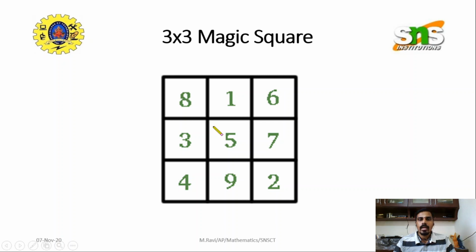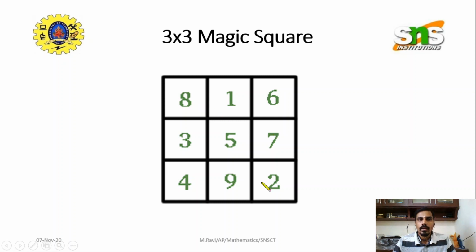So first 8, 5, 2. This is called the principal diagonal or main diagonal. 8 plus 5 is 13, 13 plus 2 is 15. And similarly, the off diagonal elements, 6, 5, 4. 6 plus 5 is 11, 11 plus 4 is 15. Okay, so all the row sums, all the column sums and all the diagonal sums add up to 15.